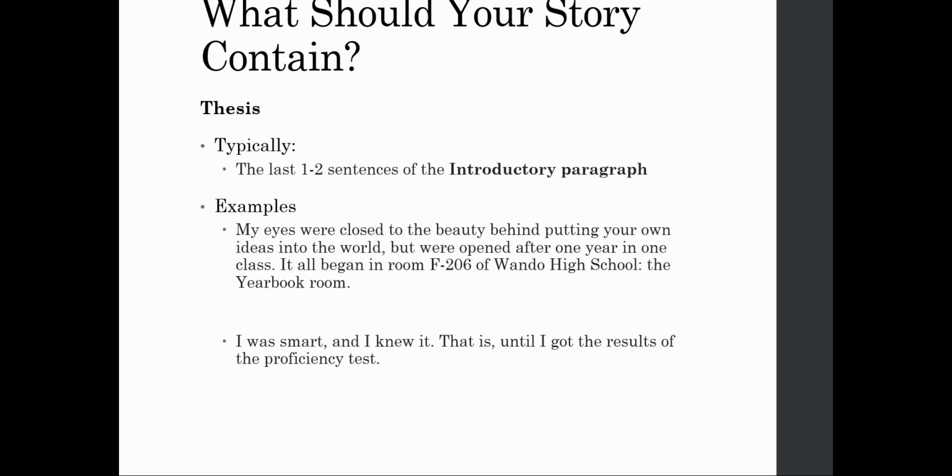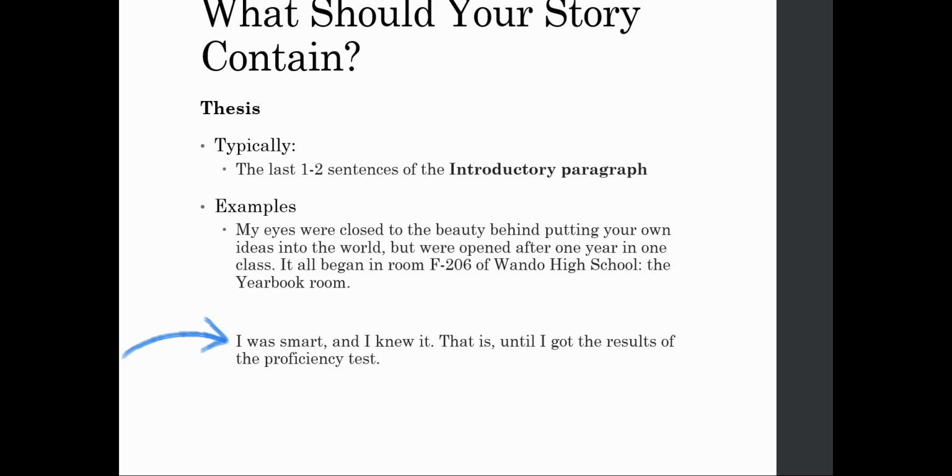So even though these 2 sentences are short, even though these 2 sentences don't tell us everything, from these 2 sentences we can gather a good understanding of what the story might be about. Let's take a look at the second example.